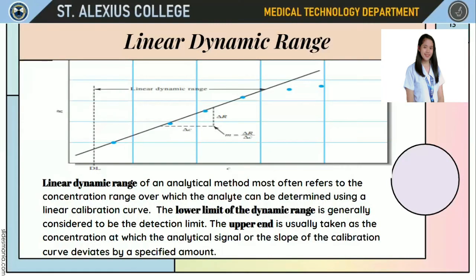The next is the linear dynamic range. The linear dynamic range of an analytical method most often refers to the concentration range over which the analyte can be determined using a linear calibration curve. The lower limit of the dynamic range is generally considered to be the detection limit, while the upper end is usually taken as the concentration at which the analytical signal or the slope of the calibration curve deviates by a specified amount.